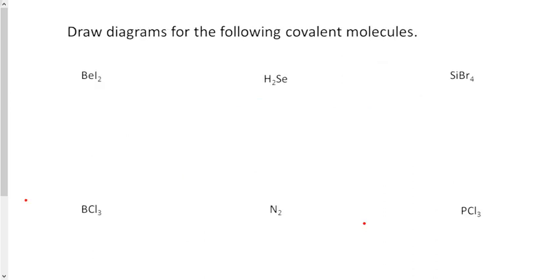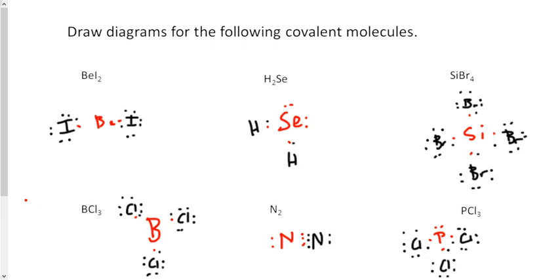Draw diagrams for the following covalent molecules. Pause the video, and then I want you to check your answers when you're done. These are the basic diagrams, and there are 6 basic types of diagrams that I want you to be familiar with. So go ahead and pause the video now. Okay, assuming that you've paused the video, let's take a look at the answers to these.